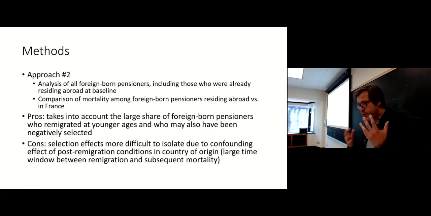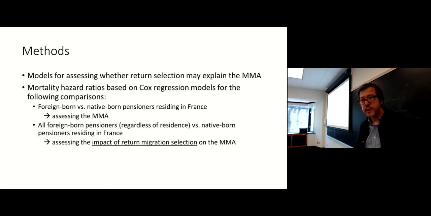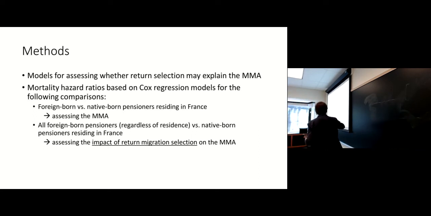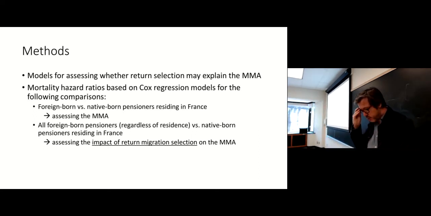So the idea is to have these two approaches. They both have pros and cons, and we try to get as rich a picture as we can. And then we're going to be looking at whether return selection may explain the migrant mortality advantage. For this, we're going to compare the mortality of foreign-born versus native-born in France, just to assess the scale of the migrant mortality advantage. So we're looking only at those residing in France, comparing migrants versus natives. And then we do a second model where we include those who have left. We sort of repatriate them, and we take into account their mortality, and we see how that impacts the advantage. So that's our approach.